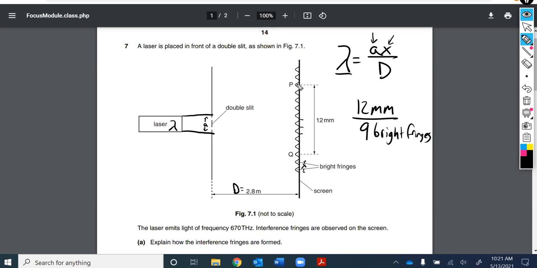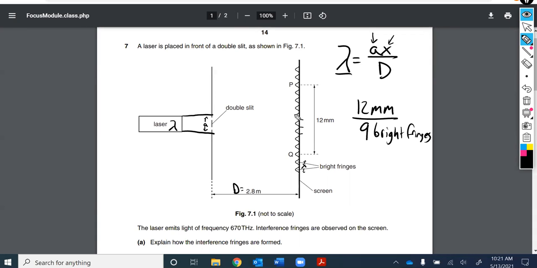If you go from this one to this one, how many distances are there? There's 1, 2, 3, 4, 5, 6, 7, 8, 9. Right? There are 9 distances in that 12 millimeters. It's actually 10 bright fringes.